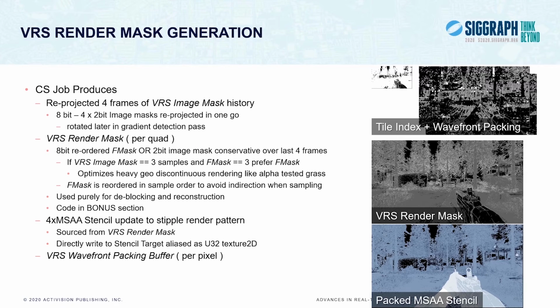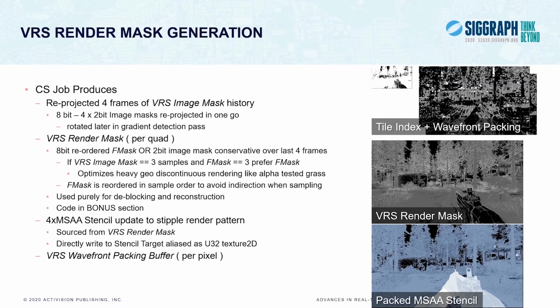The actual compute job produces multiple output buffers. First, there's a reprojected 4 frames of VRS image history mask, then the VRS render mask that's at per quad granularity. It's represented as 8 bits of either reordered fmask or 2-bit image mask that's conservative over the last 4 frames. We basically try to optimize a case where there are just multiple geometry edges within the quad. If that happens, the fmask is going to be showing multiple edges.